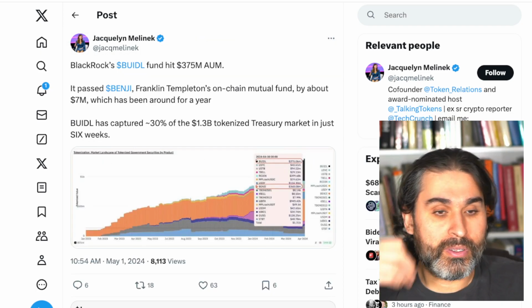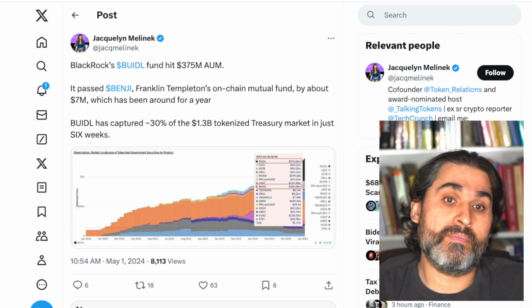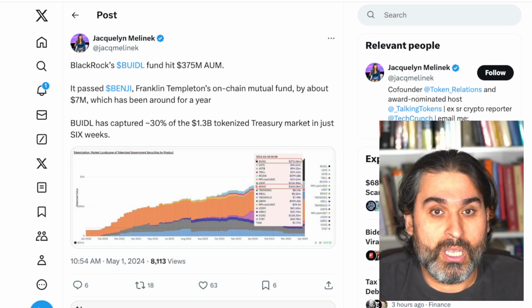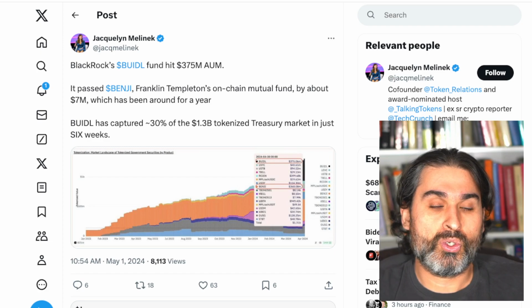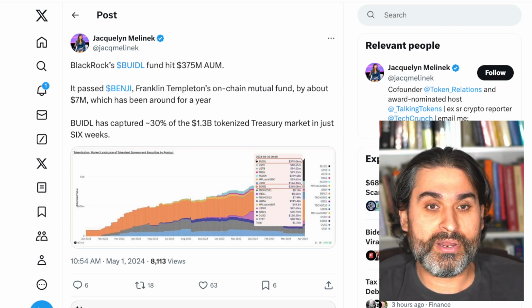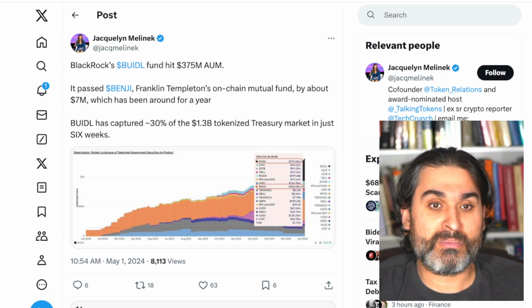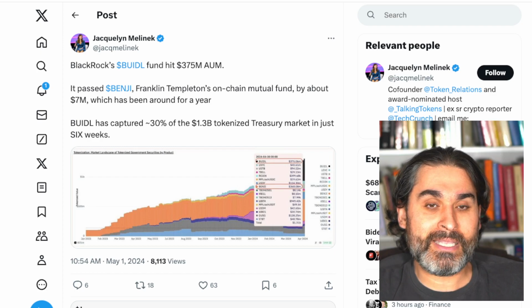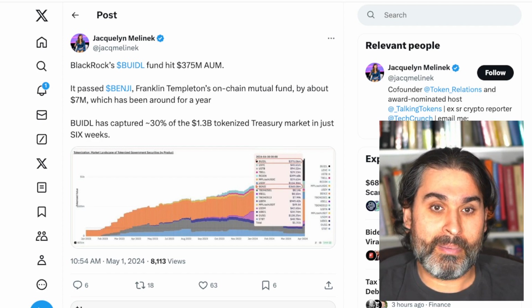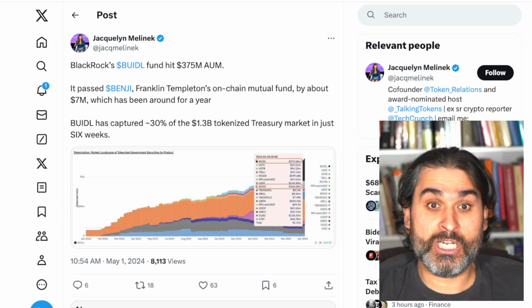Okay, next I want to shout out this Buidl fund from BlackRock, which has become the biggest tokenized security on Ethereum. The fund has now hit $375 million assets under management, and this passes Benji, which is Franklin Templeton's on-chain mutual fund, by about 7 million, which has taken it a year to get to.